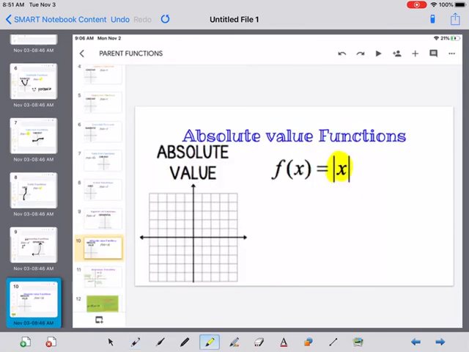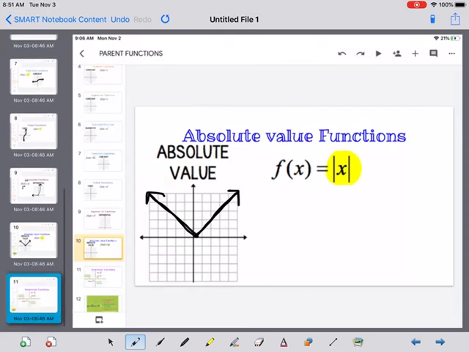You then have absolute value, so any equation that starts with the absolute value of x, your graph is going to look like this, like a V. And it also starts at 0.